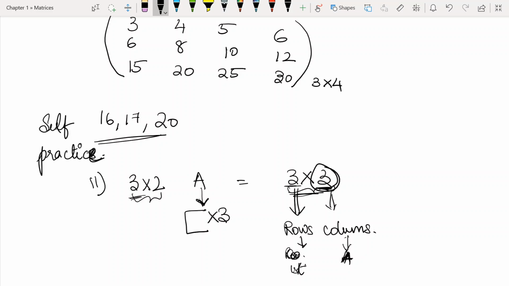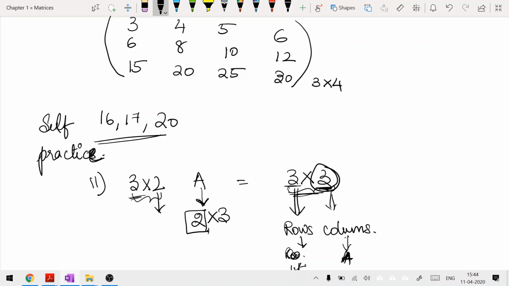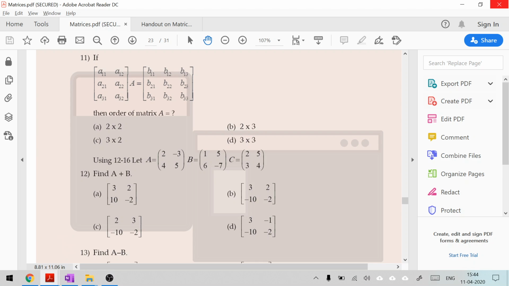Now we don't know this. How do we do this? You know that two matrices can be multiplied only if the number of columns of the first and the number of rows of the second are equal. So this has to be a 2 by 3. So this is your answer, 2 into 3. Option B.